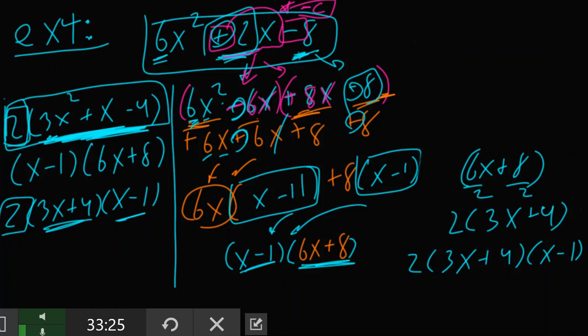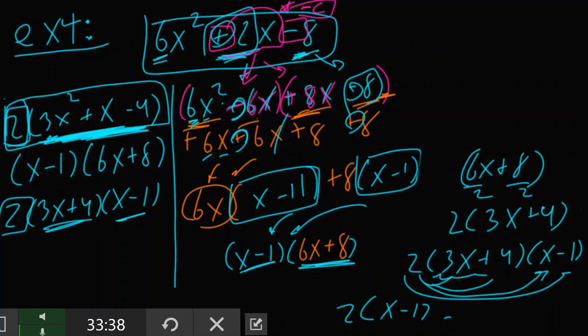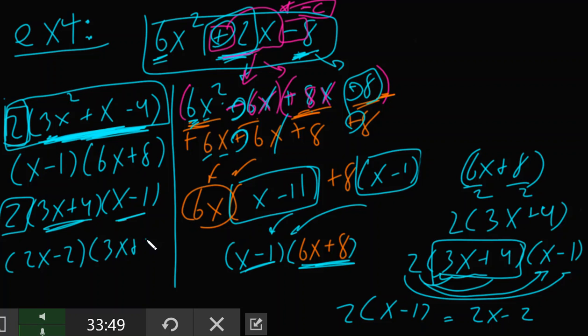And here's the last way we could write it. Because this 2 actually doesn't have to multiply with the 3 and the 4, we could have multiplied the 2 with the x and the negative 1 instead. So guys, what is it? 2 times x minus 1 is equal to 2x minus 2. I could also write this as 2x minus 2 times the other factor of 3x plus 4.